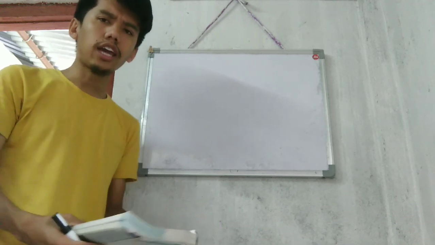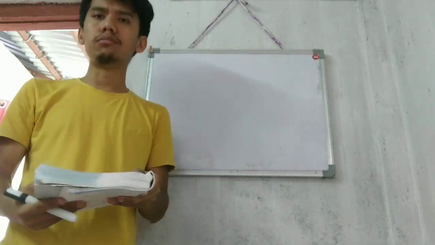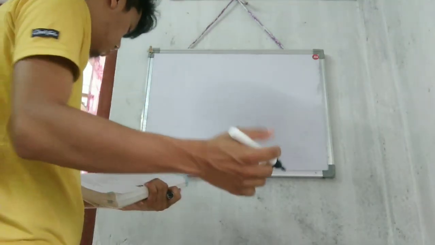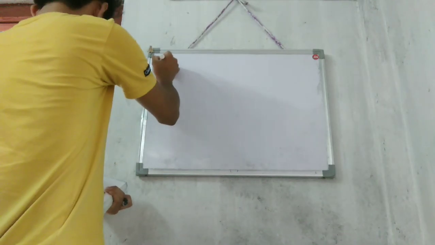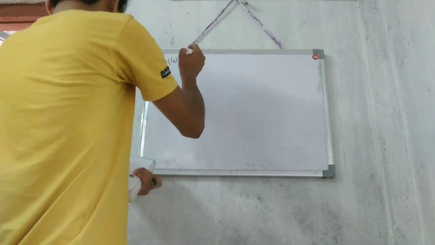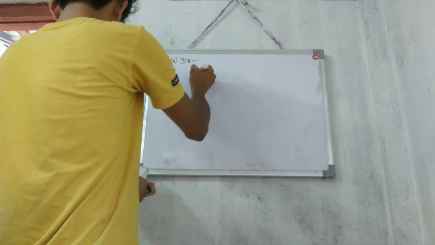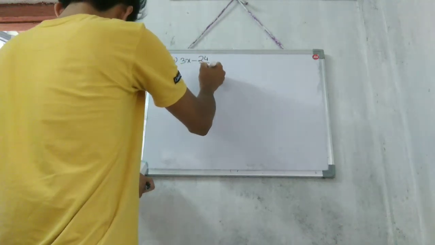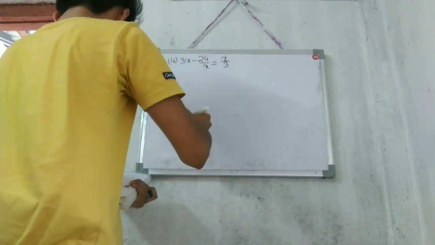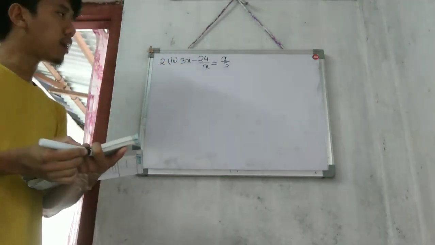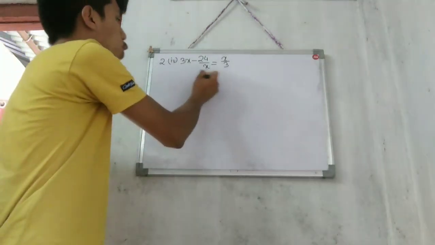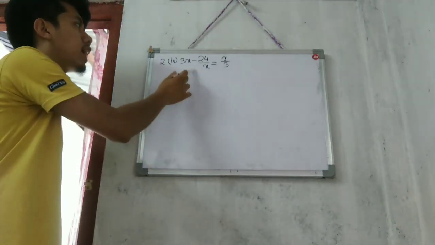Okay, so here I want to solve some questions from your book. The page number is 11. Let me write the question here first. Page number 11, the question number is 2, Roman 4. The question is 3x minus 24 by x is equal to x by 3. Now we have to solve and find the value of x.